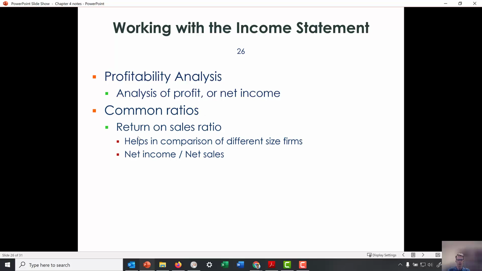And there are a bunch of ratios you can look at here. We'll just look at one for the time being, the return on sales ratio. This is a very bottom line measurement of profitability. What we do here is we take the number at the bottom of the income statement, net income, divide by the number at the top of the income statement, net sales. And this gets expressed as a percentage. And what you're effectively calculating here is for every dollar you sell, how much do you get to keep? What's left over after all the expenses have been taken away?